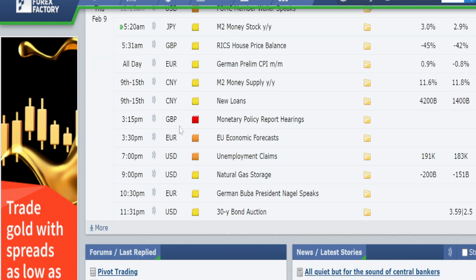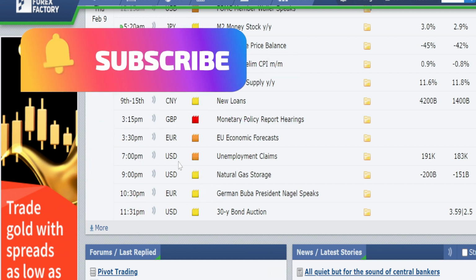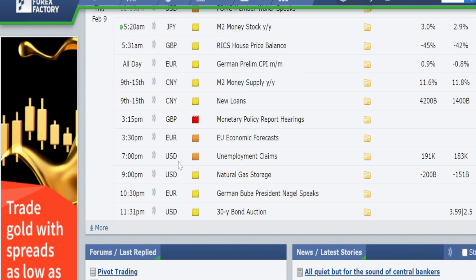We have high impact news planned for British pound related currency pairs at 3:15 p.m. At 3:30 p.m. we have medium impact news planned for euro related currency pairs, and at 7 p.m. we have medium impact news planned for US dollar related currency pairs. So we can expect a moderate volatility in most of the major currency pairs.